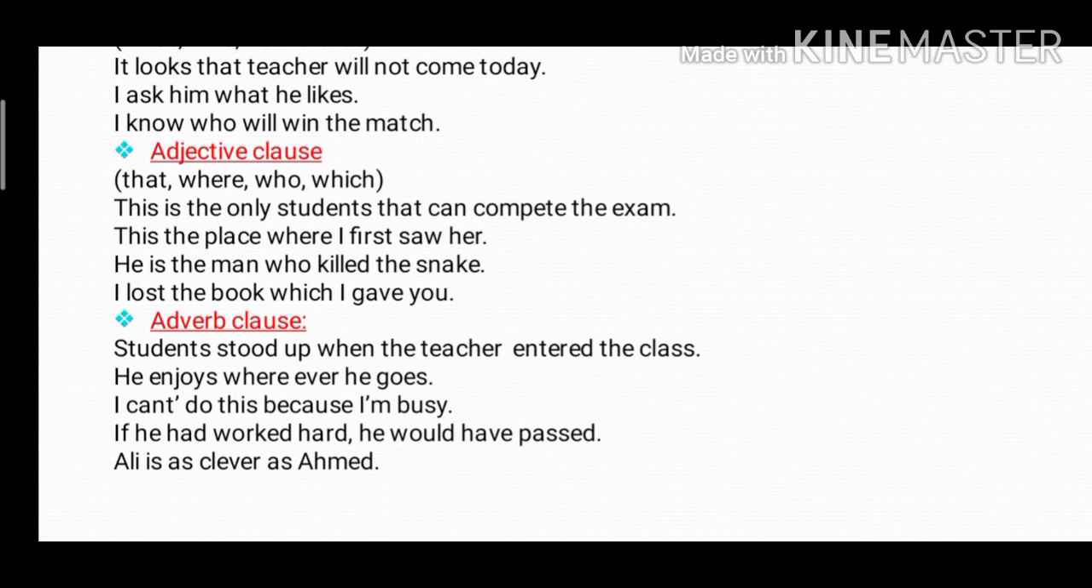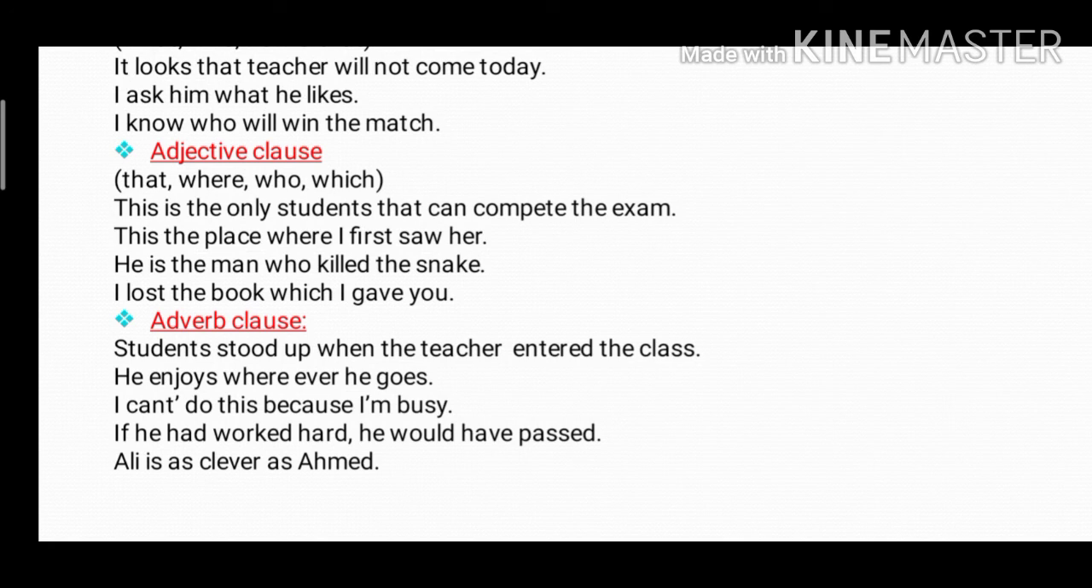In the next sentence, this is the place where I first saw her. Here you will also notice that where I first saw her is our adjective class. How? Because here we have used where, which represents a place, meaning here we demand a noun. So here where qualifies a place, so we can say that this part does the work of an adjective. So we can say that where I first saw her is an adjective class.